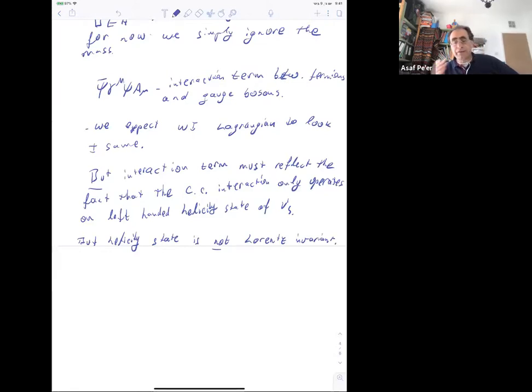Remember that the Lagrangian must reflect all the symmetries that we have in the physics. So there's no point writing terms in the Lagrangian that are not Lorentz invariant. But so what's the solution? We do have a quantity which is Lorentz invariant, and it coincides with the helicity for the case where the particles are massless. And neutrinos are nearly massless, so we can argue that they are massless, at least for the theory.